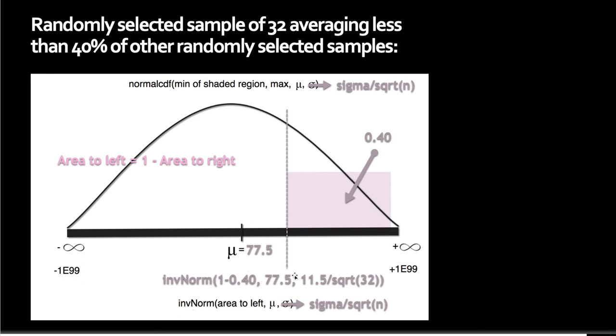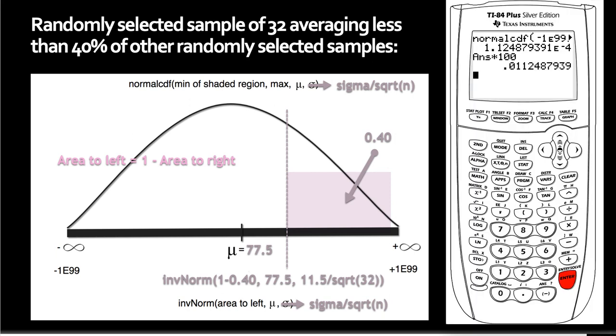Inverse norm is what we want to find a data value, and because it's labeled below, and just by where it's labeled, we should expect something to be more than 77.5. And then 1 minus 0.40, because area to the left is equal to 1 minus area to the right. That'll give us the 60%, or 0.60. So 40% here, 60% here, 0.60 here. And then our mean, and now our standard deviation divided by the square root of n. And we're going to use inverse norm.